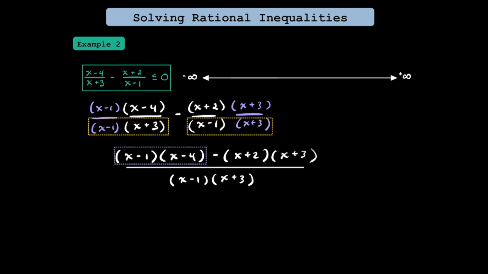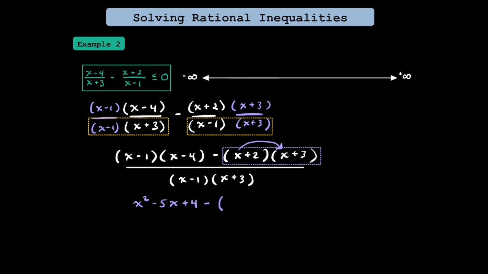To simplify this numerator, we're going to have to distribute to combine like terms. X times x is going to be x squared, x times negative 4 is going to be negative 4x, and negative 1 times x is going to be negative 1x. These will combine to make negative 5x. And this negative 1 times this negative 4 is going to be positive 4. Then we're going to subtract the product of these binomials here. Don't forget to put a parentheses around them since this negative in front applies to everything after it.